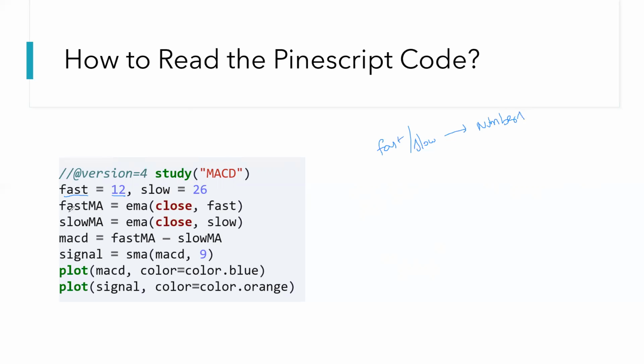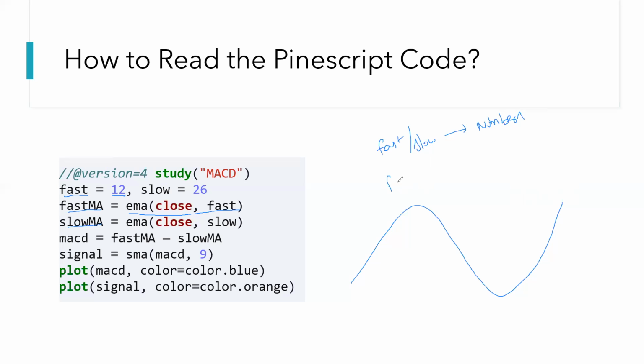Whereas the slow MA and fast MA, we are not storing numbers. We are storing entire EMA data. We are computing the fast EMA on a closing basis. That means what we will be getting is not one number. We will get complete historical data. This will compute for each and every bar, and all the numbers will be stored under one single variable called fast MA. And then slow MA also. So slow MA, fast MA, they are not storing numbers, but they are storing historical data sets.